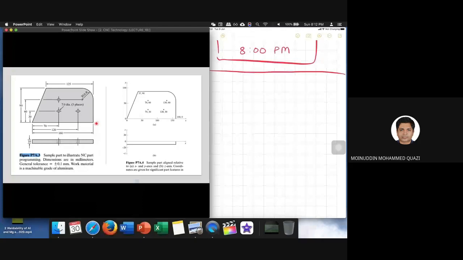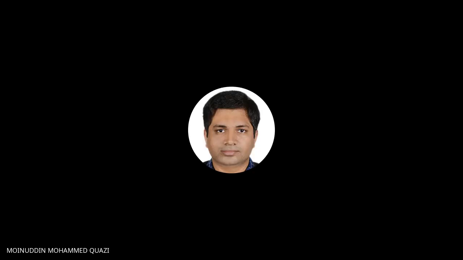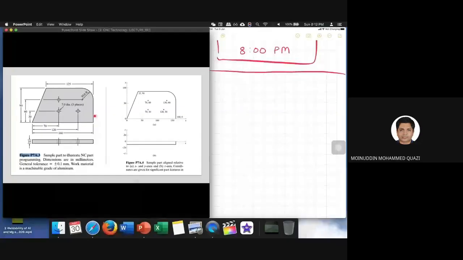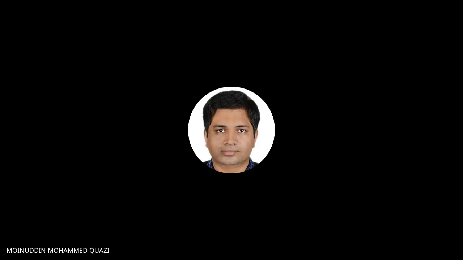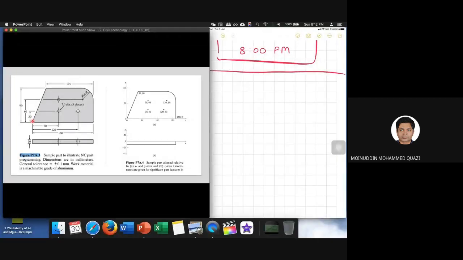Straight lines mean we need to apply straight line interpolation, or linear interpolation. Then from here to here is also a straight line, so we need to apply linear interpolation. Then from here until here is a curve, so we need to apply circular interpolation. After that, we have to go straight again with linear interpolation, and then again linear interpolation.